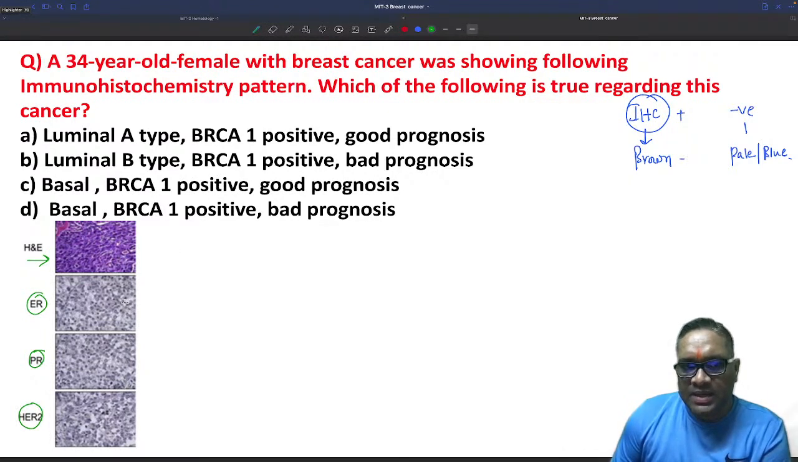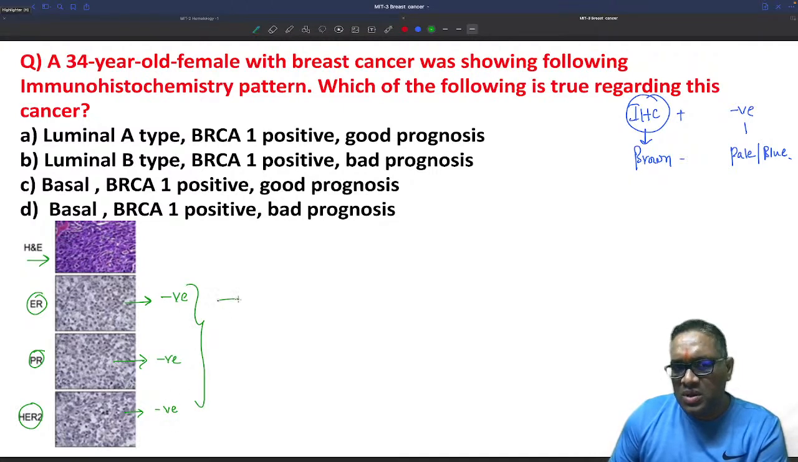See that, what is ER? Positive or negative? Negative, because there is no brown color. What is PR? PR is also negative because there is no brown color. HER2 is also negative because there is no brown color. So what I am showing you here is a triple negative breast cancer.